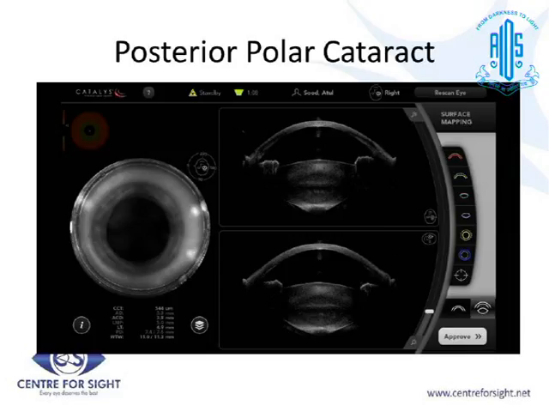Now, this is one interesting case of posterior polar cataract. So we planned femtosecond laser-assisted cataract surgery, and intraoperative anterior segment OCT picked up this posterior capsular defect. So in these kinds of cases, what we can do is increase the safety margin between the lens fragmentation and the posterior capsule and safely proceed with the surgery.